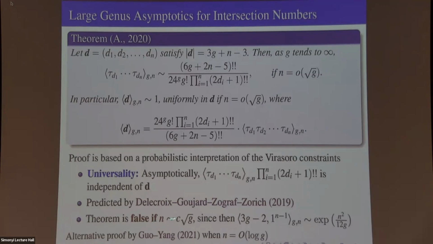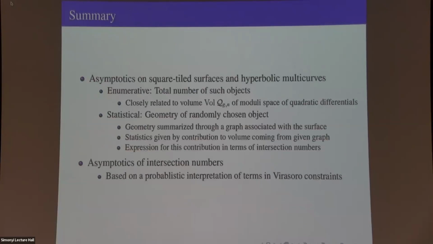And the third is that I want to make the statement that this theorem is false if I drop this assumption. So if n is scaling like square root of g, then this intersection number can have different asymptotics from this. And another proof of this result, in the case when n is log g, appears somewhat recently. Okay, so I'll just skip to the end, which is a quick summary.